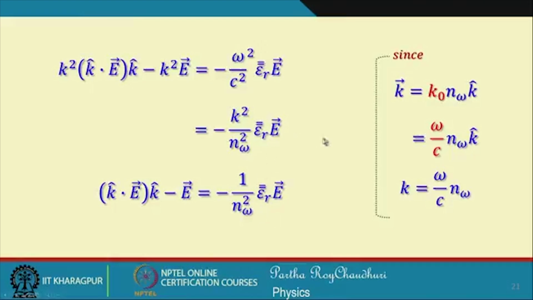We will work with this equation, k equal to k naught n omega k cap. So, that is the direction of k with the magnitude of k, k naught n omega. So, you can write k naught equal to omega by c. So, you can rewrite this equation again in this form.